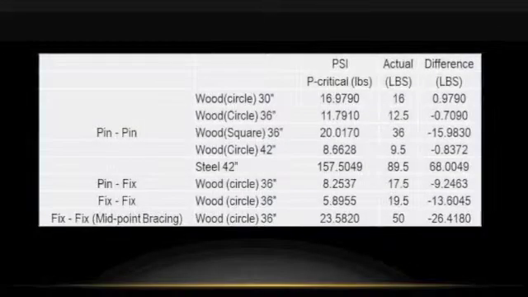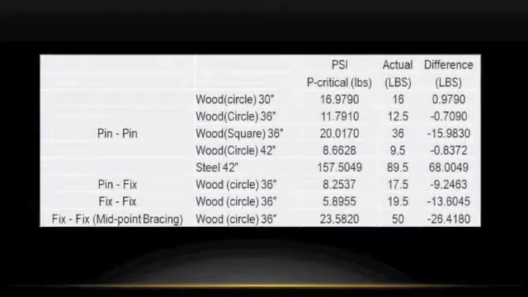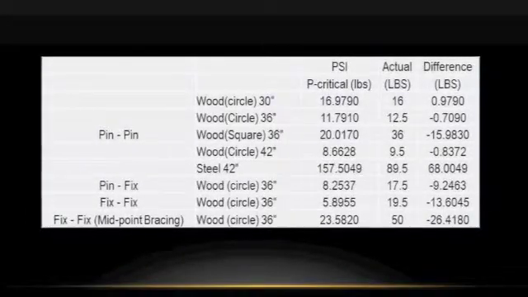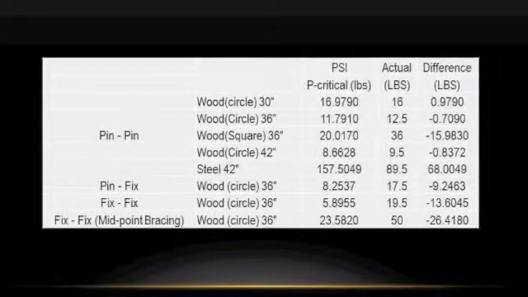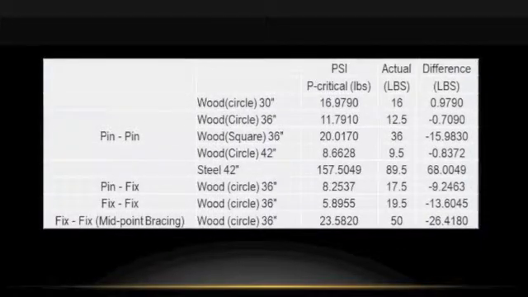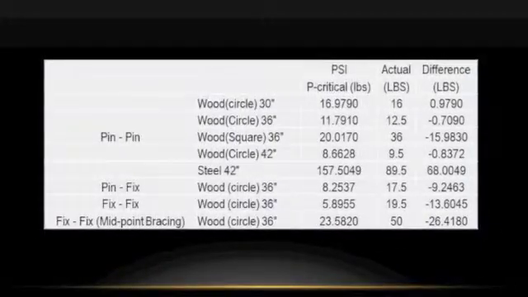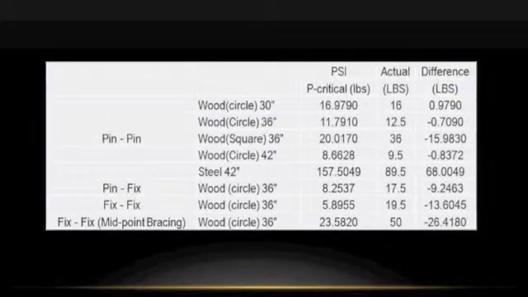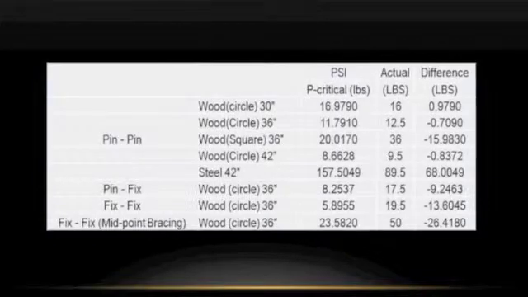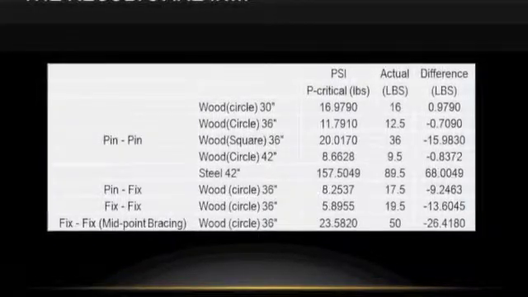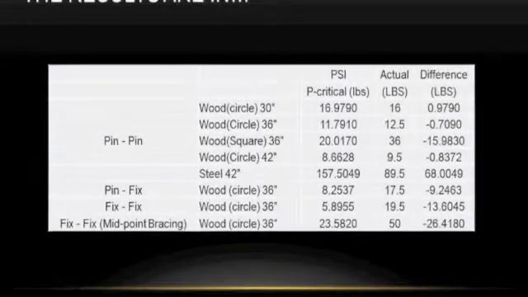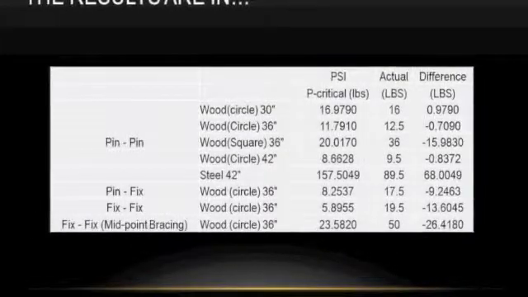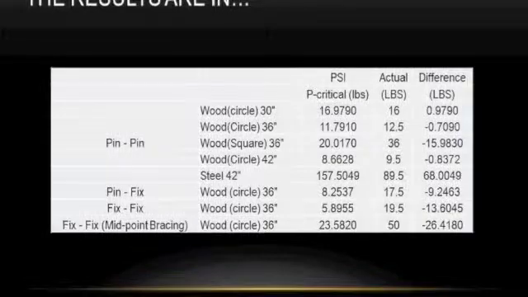Here we have a summary of our results. As you can see from the 3 right columns, we have the PSI using Euler's equation, the actual weight we found during testing, and the difference between the two. Several of the pieces, the wooden dowel 30-inch, the wooden dowel 36-inch, and the wooden 42-inch, all were pretty close. Some of the other ones, though, we found varying differences from what Euler's equation called for and what we actually found. This can most likely be attributed to the testing apparatus.